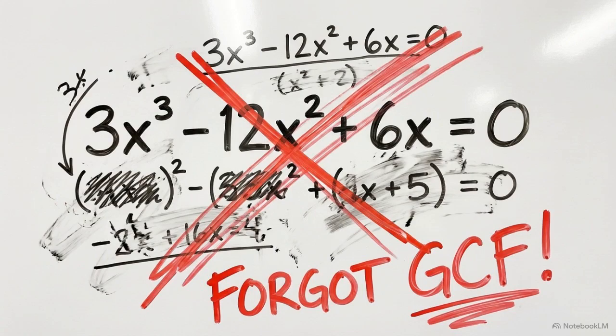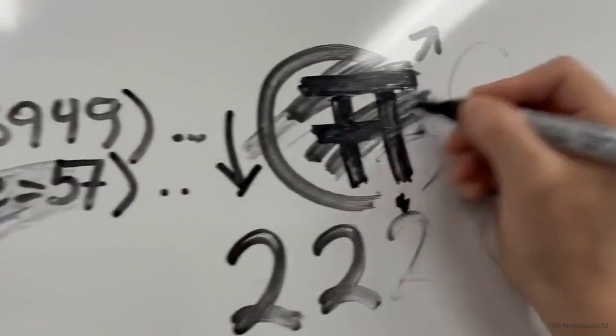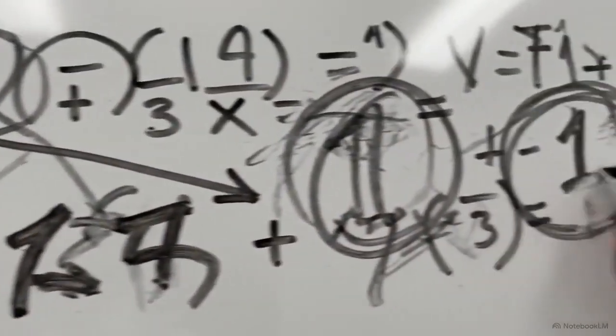Bypassing this initial GCF filter is a primary cause of failure. It forces you to apply complex algorithms to unnecessarily large coefficients, which significantly increases the probability of an error.